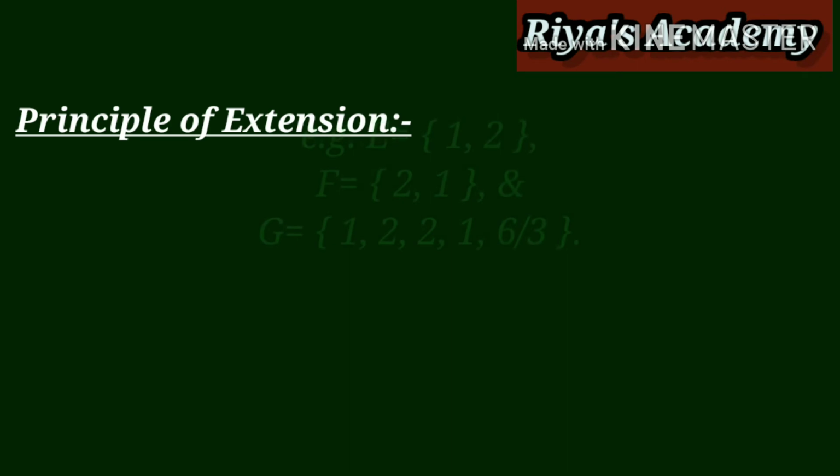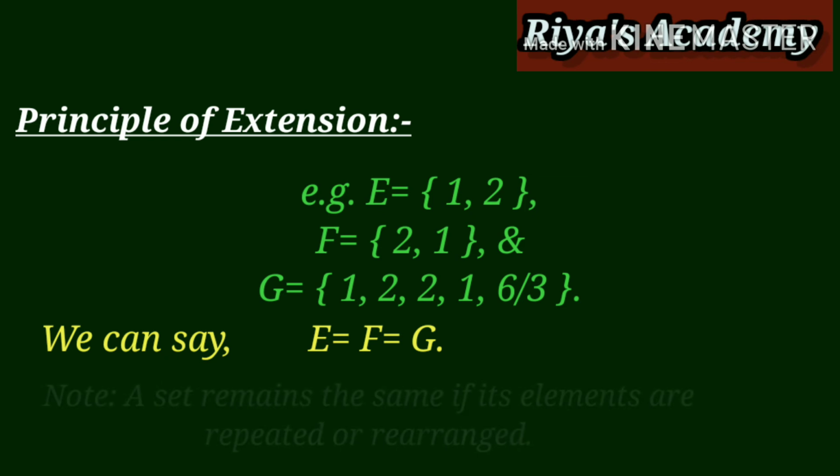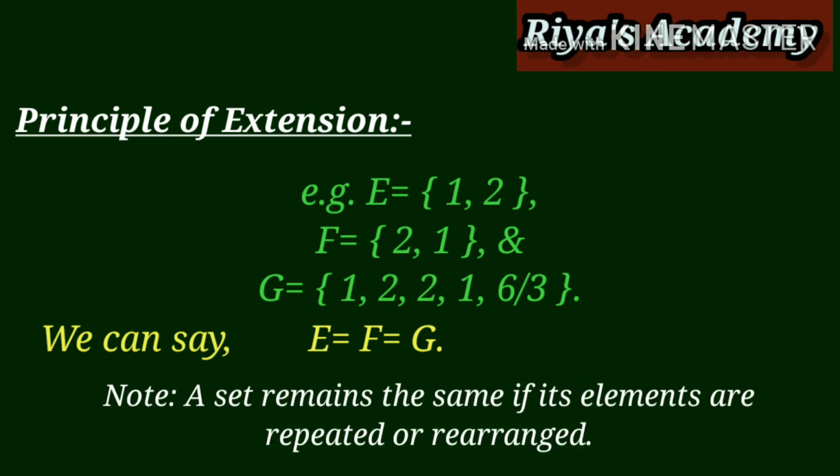Let's see with the help of some examples. Observe sets E, F and G. After observing, we can say set E = set F = set G. Observe that a set does not depend on the way in which its elements are displayed. A set remains the same if its elements are repeated or rearranged. I think you are getting this.